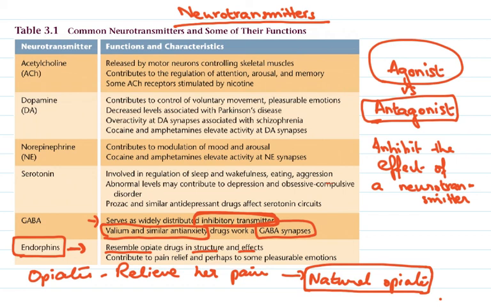They don't only contribute to pain relief, but they also contribute to pleasurable emotions. So for example, if you take a shower and you feel better, that is because there's a release of endorphins. If you go out for a walk and you feel better, it's because your body releases endorphins, which lead you to experience some pleasurable emotion, right? So yeah, this is all for neurotransmitters and how basically synapses work, right?